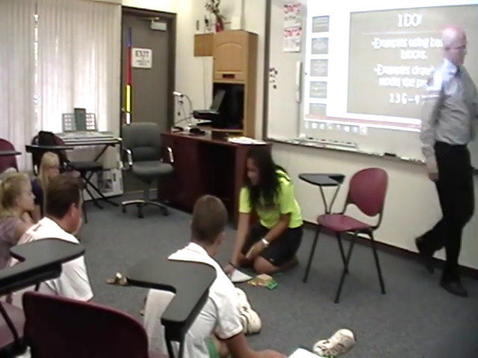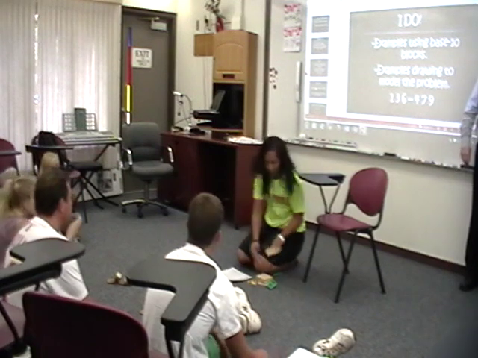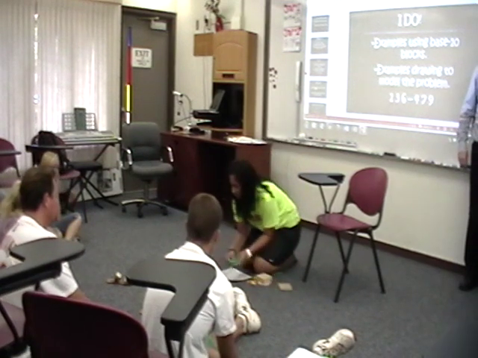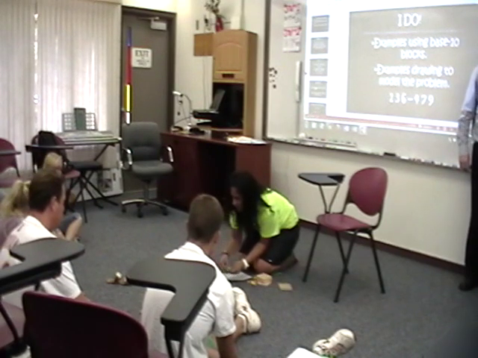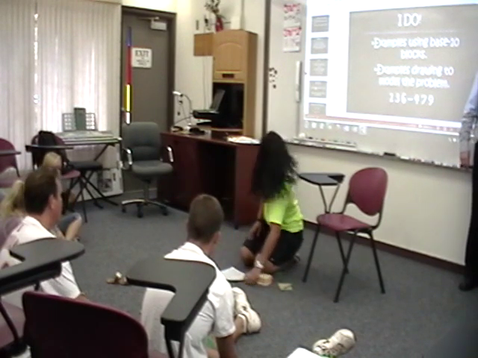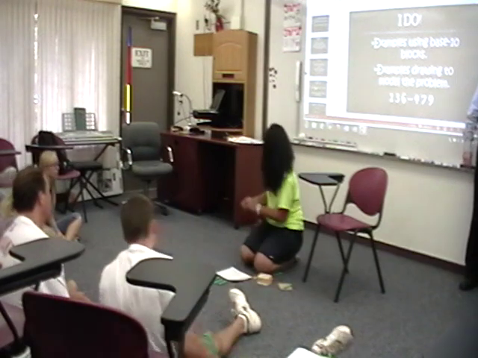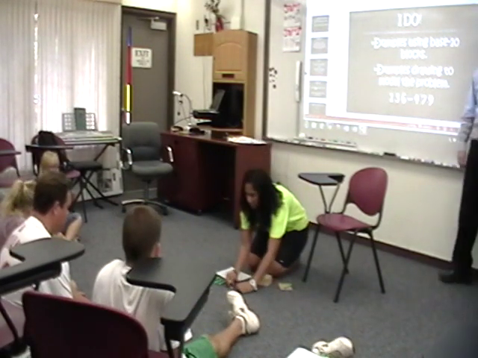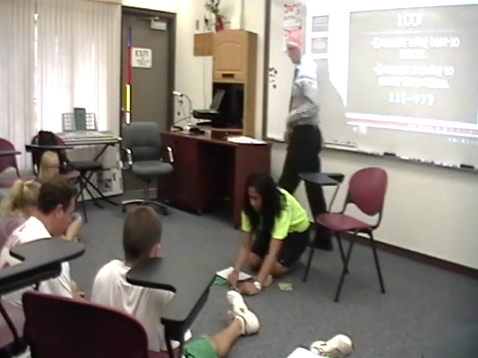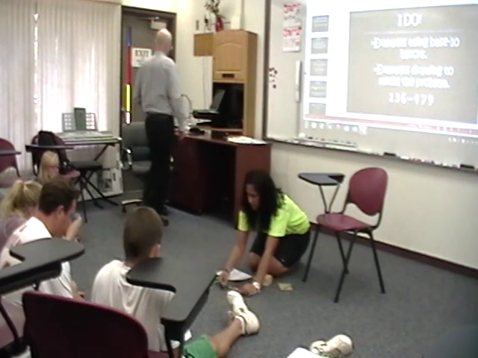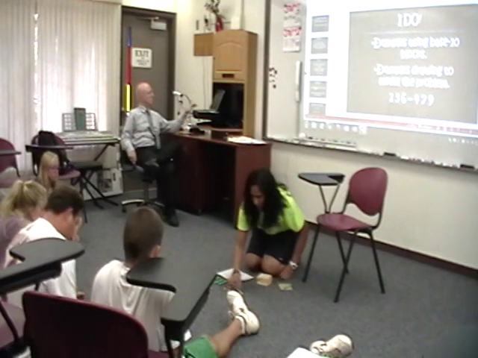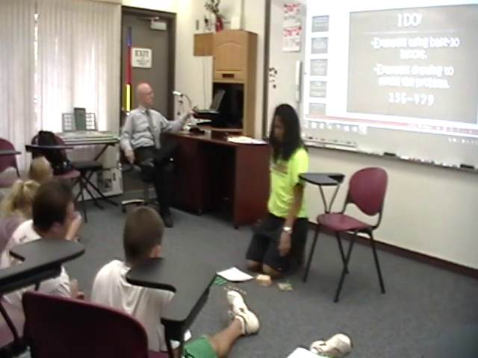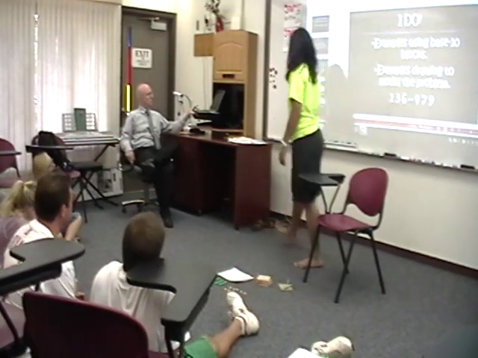Okay. What about the tens? I have seven. So I will need 1, 2, 3, 4, 5, 6, and 7. And in the ones place, I have 9. 1, 2, 3, 4, 5, 6, 7, 8, and 9. Great, we've modeled, that is step 2.